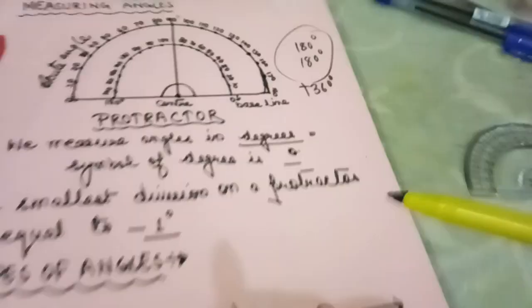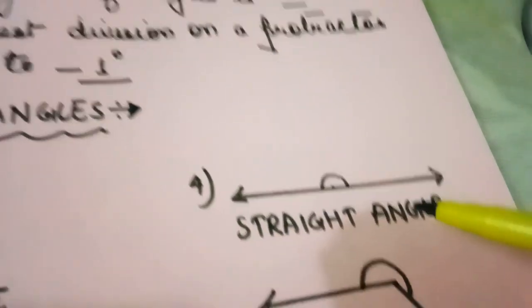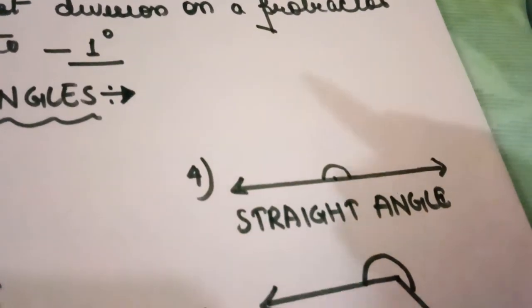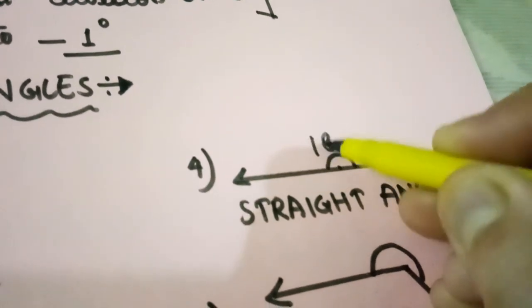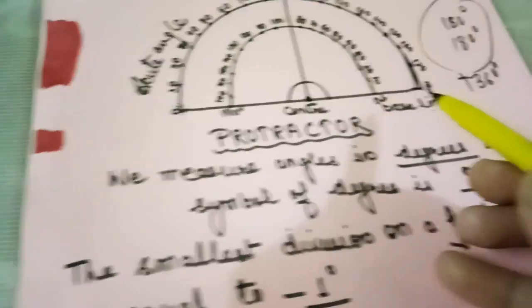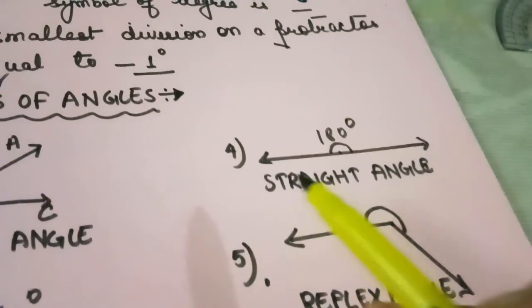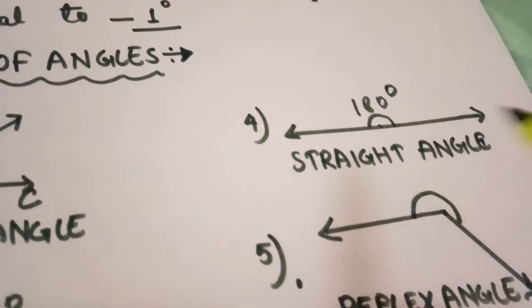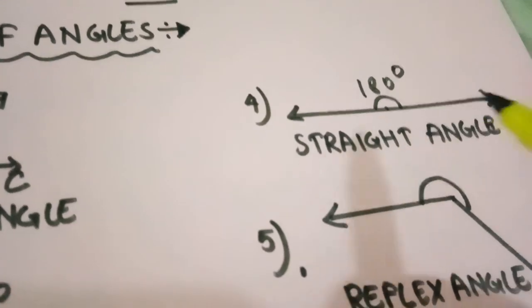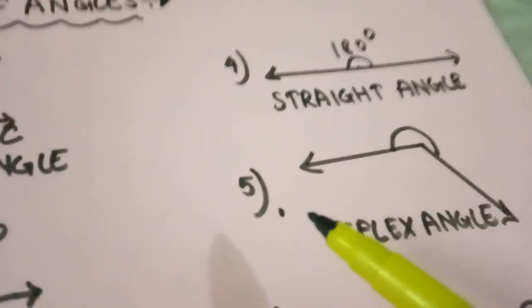Now fourth angle. Fourth angle is straight angle. Straight angle means it lies at 180 degree. Here 0 degree to 180 degree. So it's a straight angle. One straight line is a straight angle, right? Now come to fifth one.